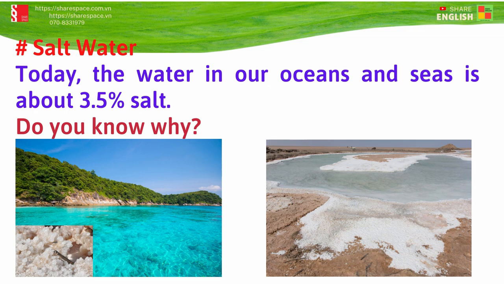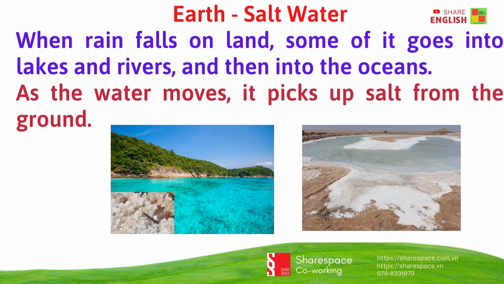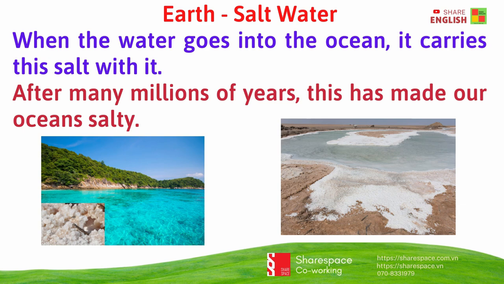Today, the water in our oceans and seas is about 3.5% salt. Do you know why? When rain falls on land, some of it goes into lakes and rivers and then into the oceans. As the water moves, it picks up salt from the ground. When the water goes into the ocean, it carries this salt with it. After many millions of years, this has made our oceans salty.